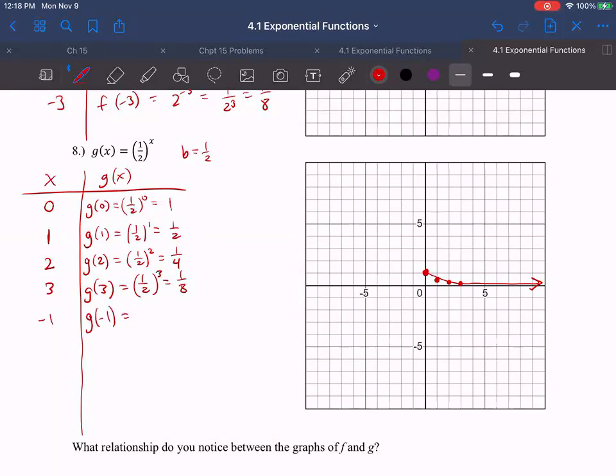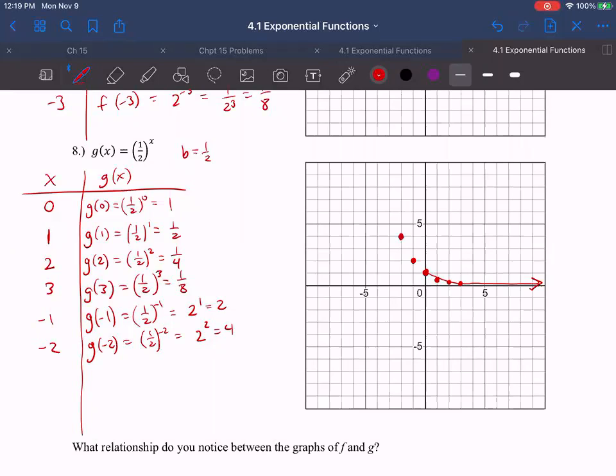g of -1 is 1/2 to the -1. But like I said before, when you have something to a negative exponent, you can take the reciprocal and then just take the positive exponent. So this becomes 2 over 1 to the first power, which is just 2. So we have the point -1, 2. If we go to -2, we'll see g of -2, which is 1/2 to the -2, which is just 2 to the 2, which is just 4.